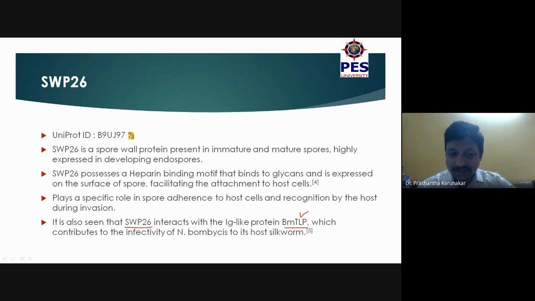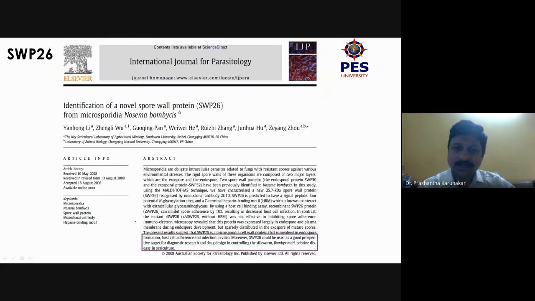And in that sense, to design those experiments, one needs to consider whether any such important information is available in the literature. What we get to know from this is that this protein is interacting with another protein. This gives us a hint that we can conduct an experiment like protein-protein interaction, not just protein-ligand interaction, so that we will get to know how this SWP is binding.